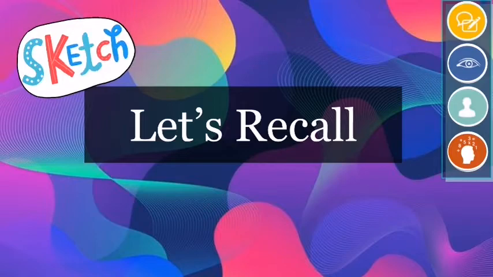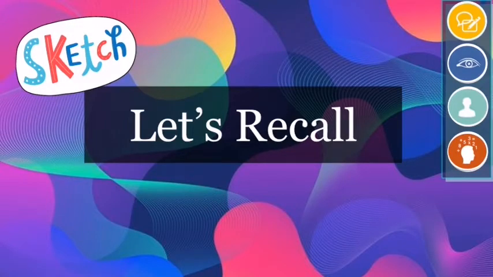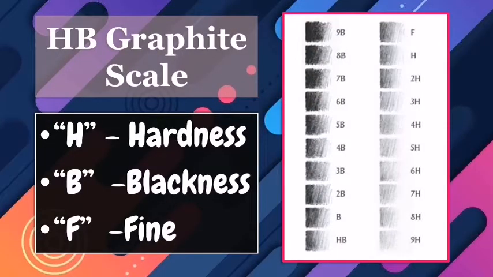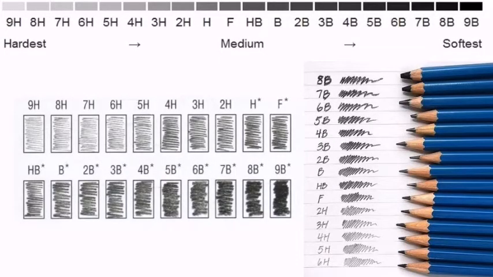Now, let us recall our previous lesson. Again, what are the graded pencils? What are graphite scale for? Graphite scale are the numbers on the pencil. There are H, B, and F pencils, where H stands for hardness, B for blackness, and F for fine. A darker mark means a softer lead. H pencils has more clay and will make a lighter shades.